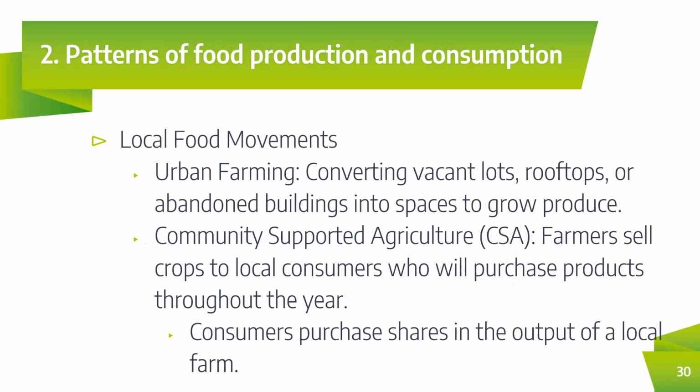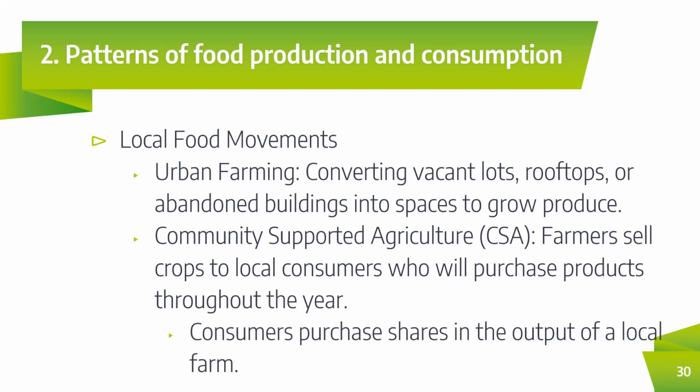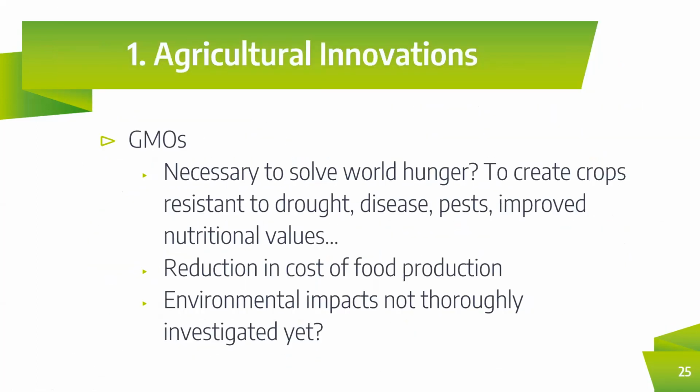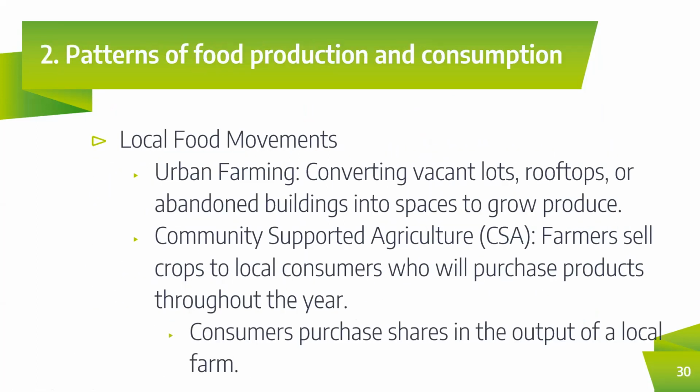And I should say, the local food movements, including urban farming and CSA, which I'll talk about in a moment, are aiming to connect food producers and food consumers in the same geographic regions, because a lot of choices and patterns of food production today are a result of some of these agricultural innovations and the issues involved with them, some of the controversies. So anyways, urban farming again is basically converting rooftops and lots in cities to gardens, in other words.